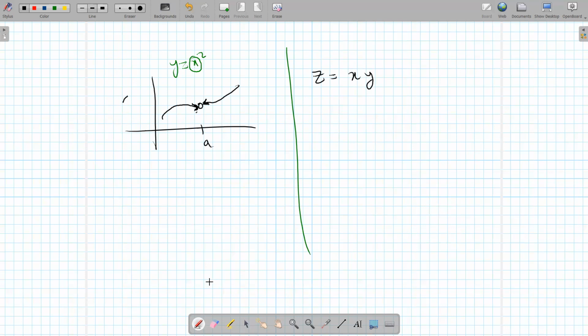How many independent variables do we have now? There are two, right? Now, what if I asked you, what's the limit as (x, y) goes to (0, 0)? Last time only x was going to 0 because we had one independent variable. Now we have two different independent variables like this.